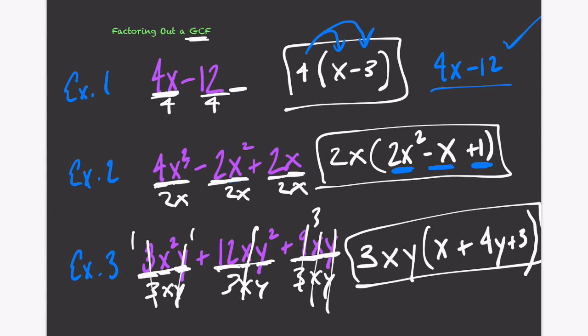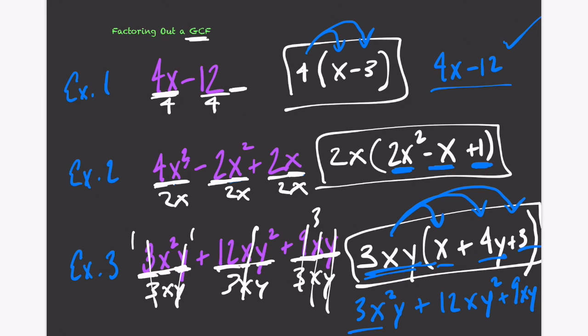And so remember, we could check our solution by distributing our greatest common factor and seeing if we get what we started with. 3xy times x is 3x squared y. 3xy times 4y is 3 times 4, which is 12, x, and then y times y is y squared. And then 3xy times 3 is 9xy, which is exactly what we started with, so we know that we did it correctly.